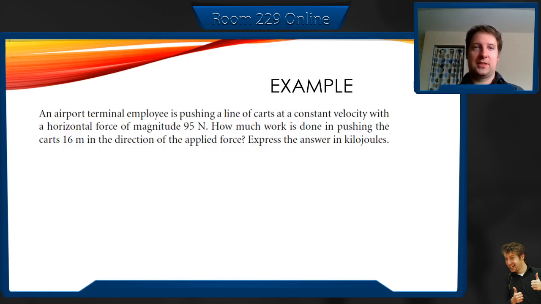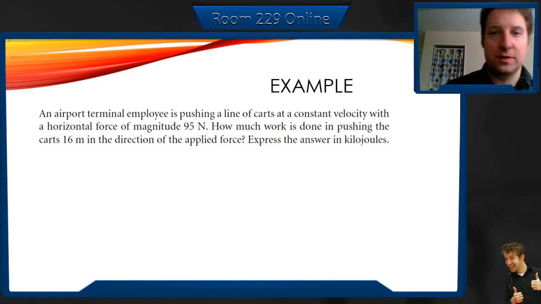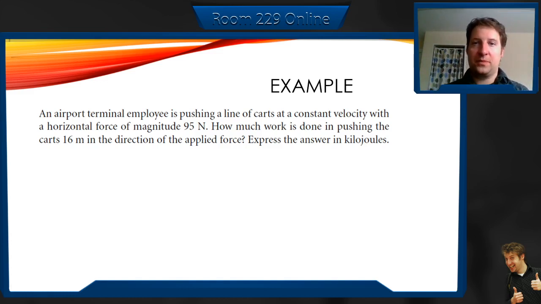Let's do an example here. So pretty straightforward example. We have an airport terminal employee pushing a line of carts at a constant velocity with a horizontal force of 95 newtons. How much work is done by pushing the cart 16 meters in the direction of the applied force? So it's always in the direction. We need to answer it in kilojoules. We'll see what that means.